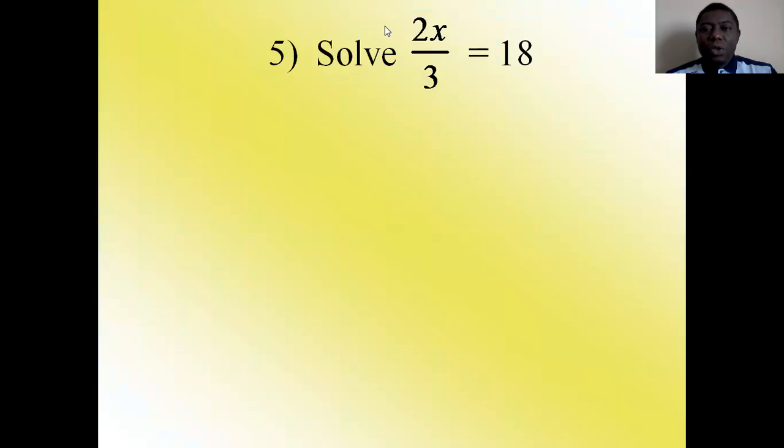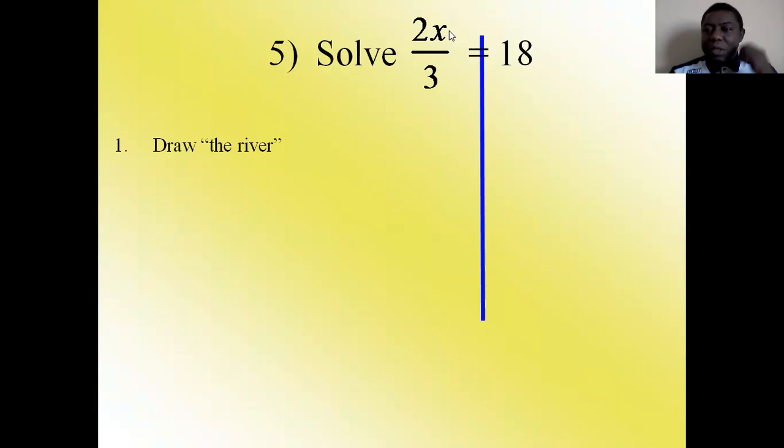So we solve 2x over 3. Now, what do we do? The first thing we have to do, we know in our mind that this is a bridge, right? We have our little stream flowing here. So these are two sides of the equation. How do we make sure that x, the variable, stays alone on one side?